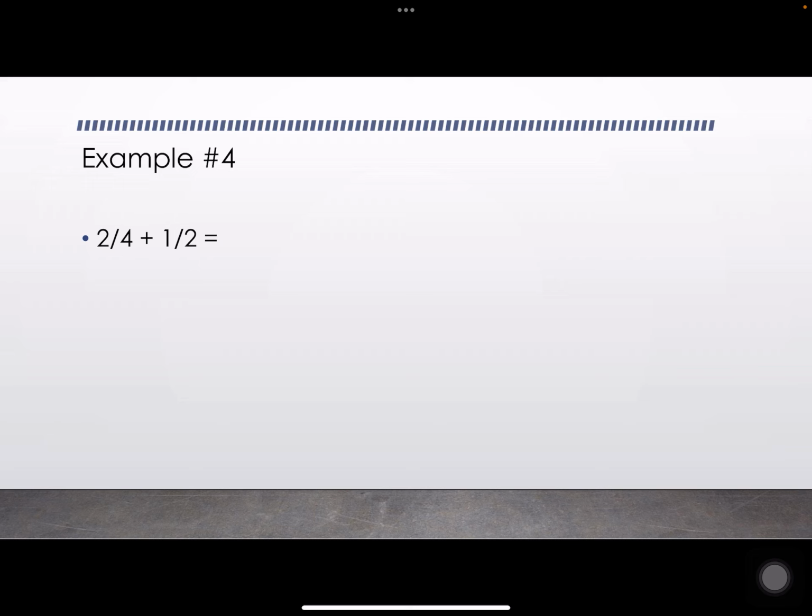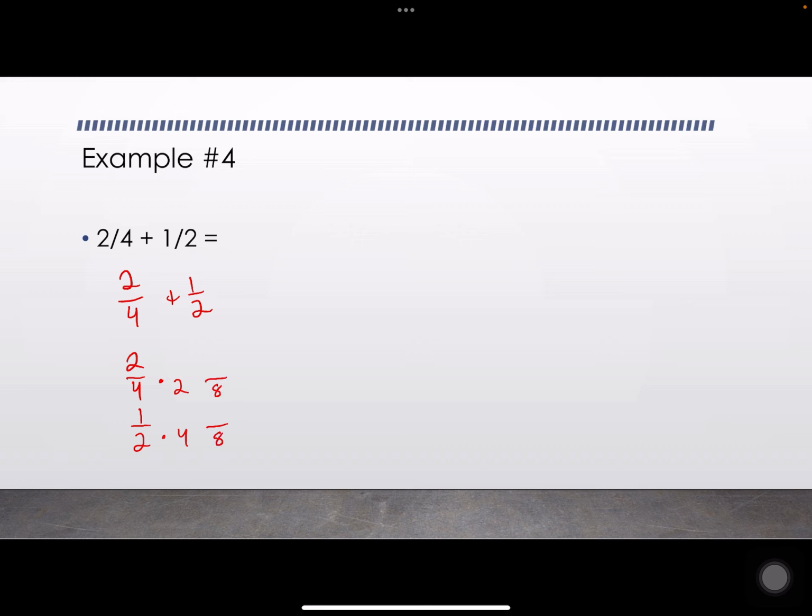Take a moment to pause the video and see if you can begin by finding a common denominator. We have 2/4, and we're adding it to 1/2. Let's first try using the multiplication method here. We start by multiplying the denominators together to get our new denominator. We multiply 4 times 2, and 2 times 4, we get our new denominator of 8.